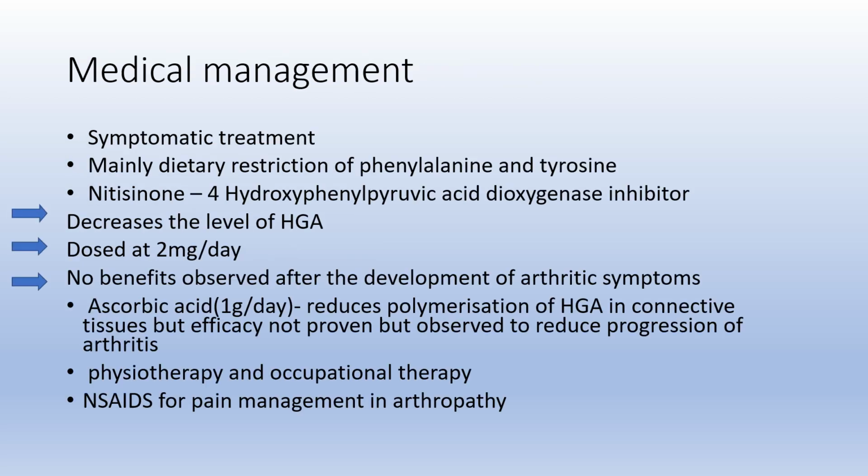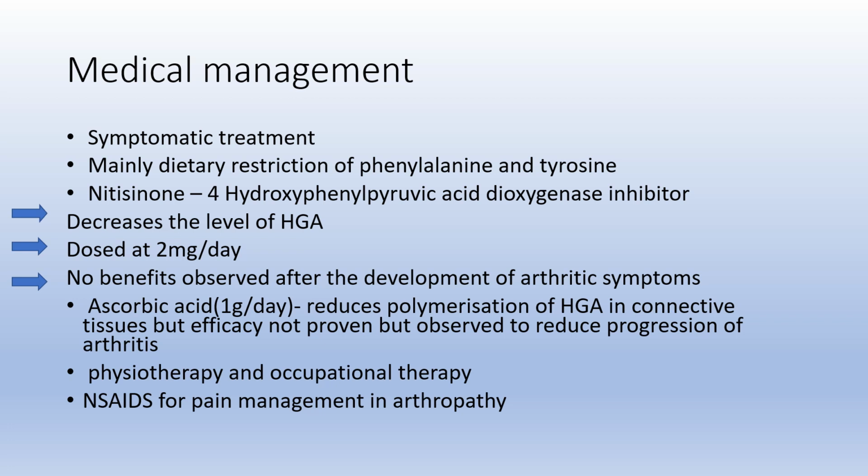Coming to the medical management of ochronosis, it usually involves symptomatic treatment, as most of the patients present with arthritic symptoms as the main complaint, and NSAIDs generally form the first line of drug management for pain in ochronotic arthropathy. Physiotherapy and occupational therapy advice on offloading the joint would be beneficial, and other measures like weight loss would go a long way in the treatment of these patients.